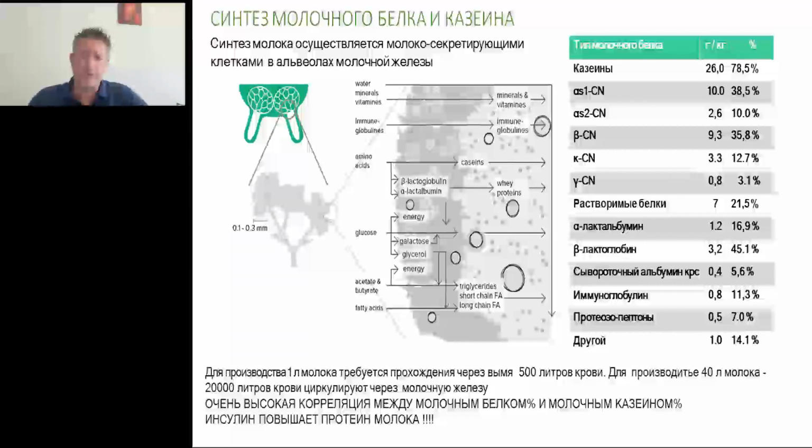To produce 1 liter of milk, 500 liters of blood have to pass through the udder. To produce 40 liters of milk per day, 20,000 liters of blood are circulating in the mammary gland.